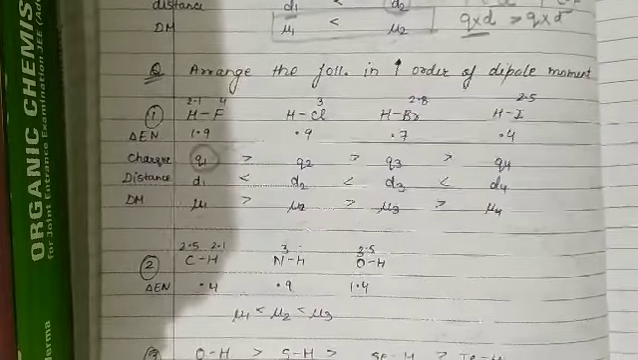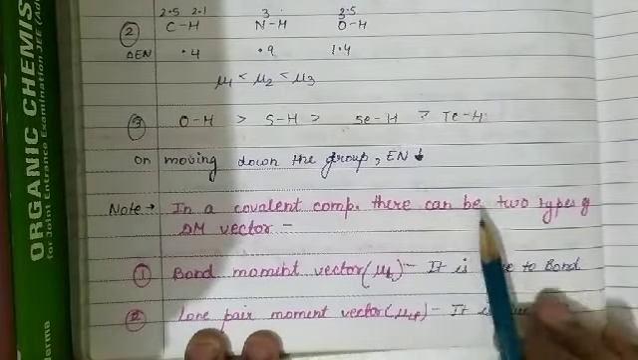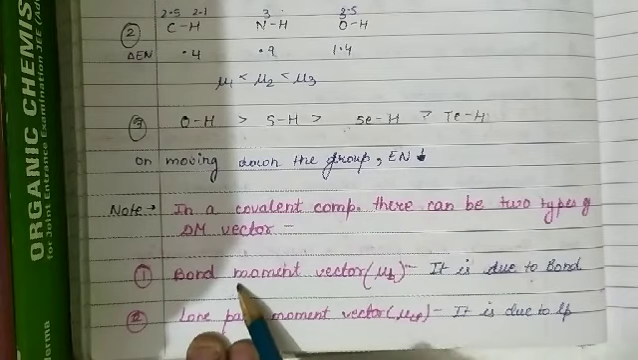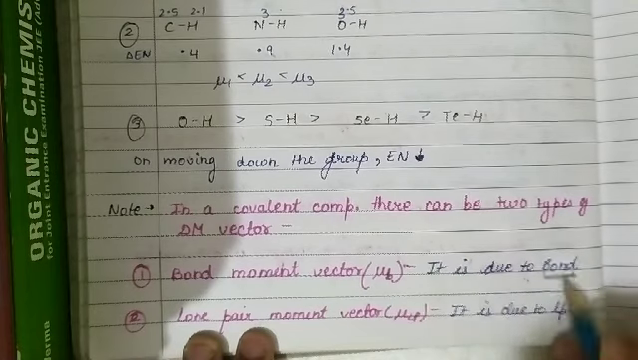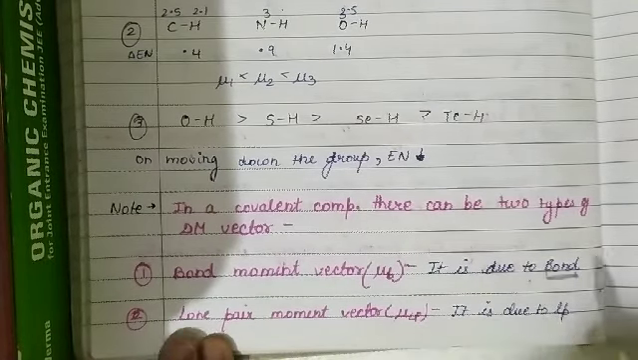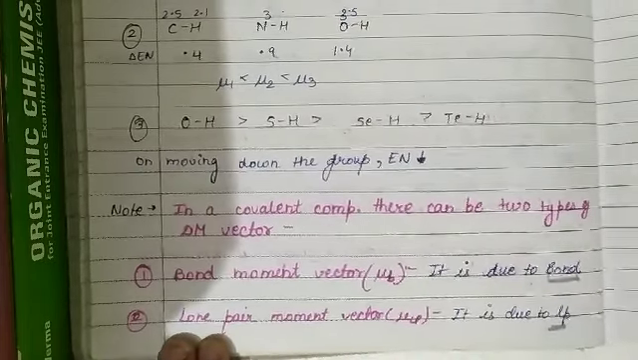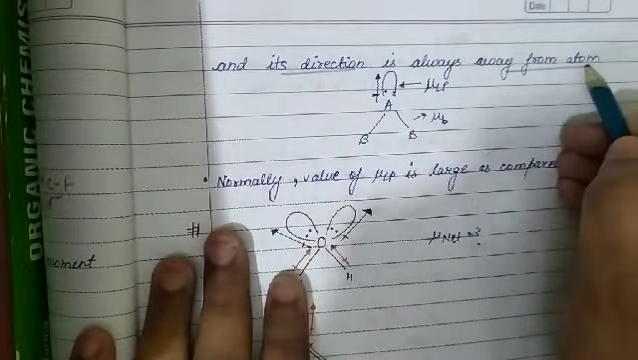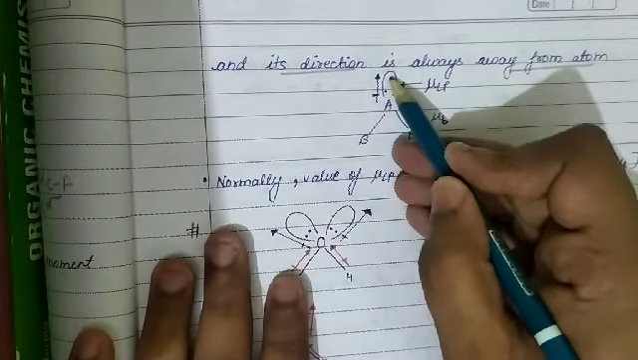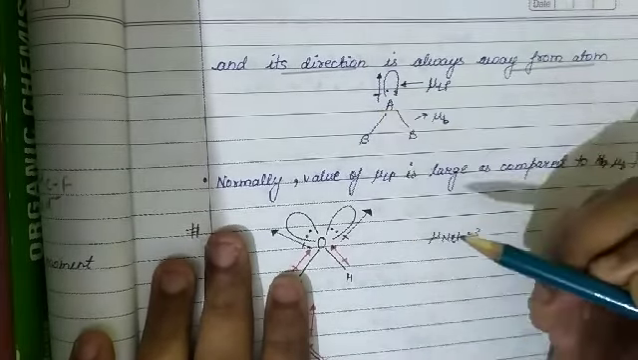There are basically two vectors in dipole moment. In any covalent compound, there are two dipole moment vectors. One is the bond moment vector, which is due to the bond, while the other is the lone pair moment vector, which is due to the lone pair. The direction of the lone pair vector is always away from the atom. So if this is the atom and this is the lone pair, the direction of the lone pair vector is always away from the atom.